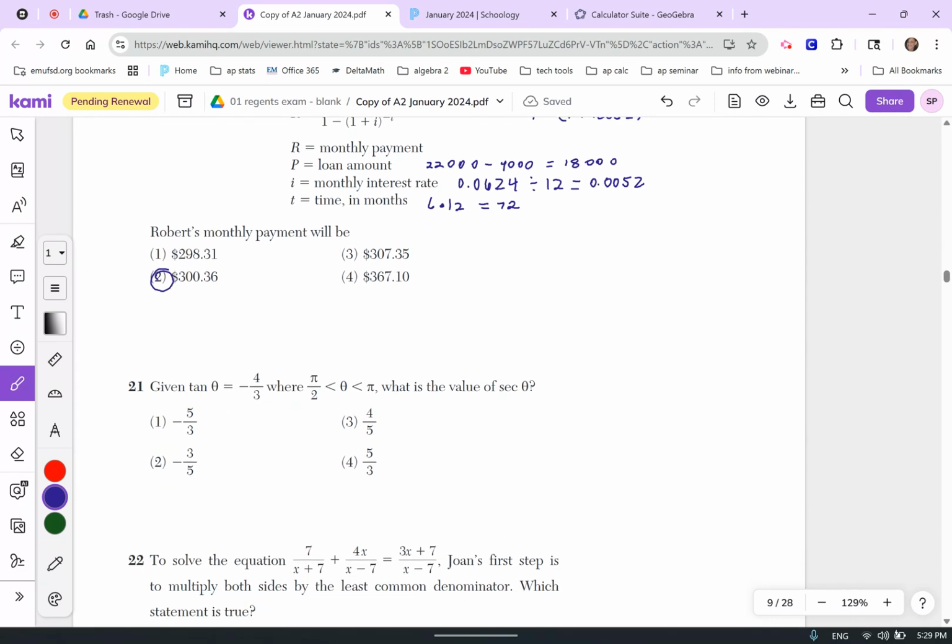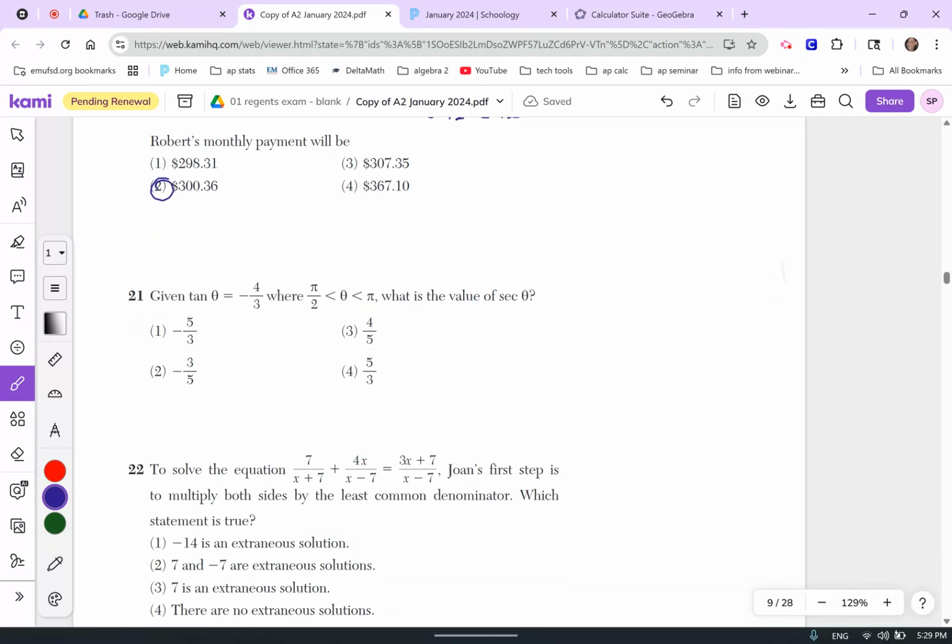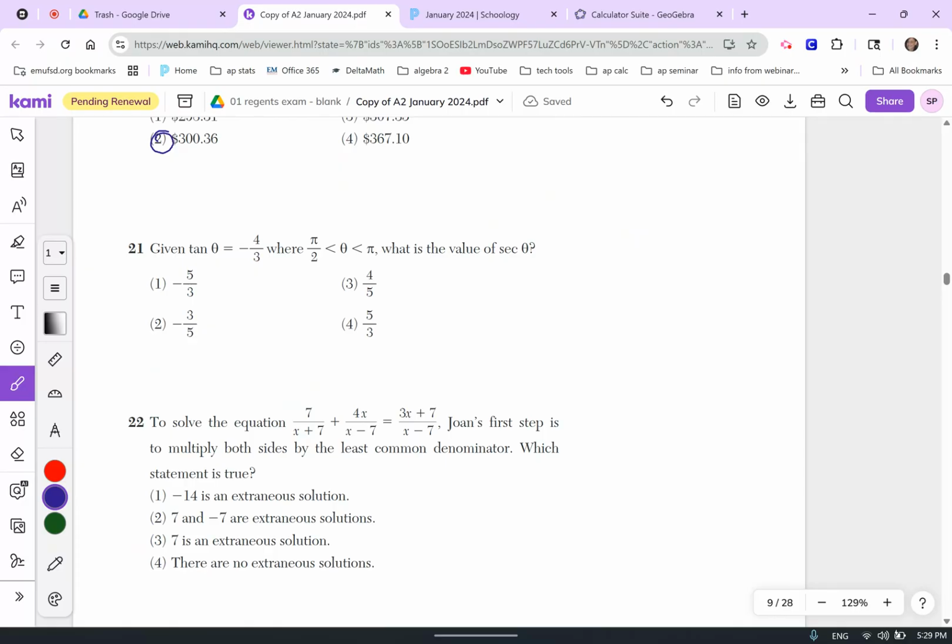Make sure the numerator is surrounded by parentheses and the denominator as well. Number 21, they want you to find secant of theta, and they gave you tan of theta is negative 4/3, and that the angle theta is between pi over 2 and pi. Well, pi is equivalent to 180 degrees, therefore pi over 2 is 90 degrees. So that tells me my angle is in quadrant 2.